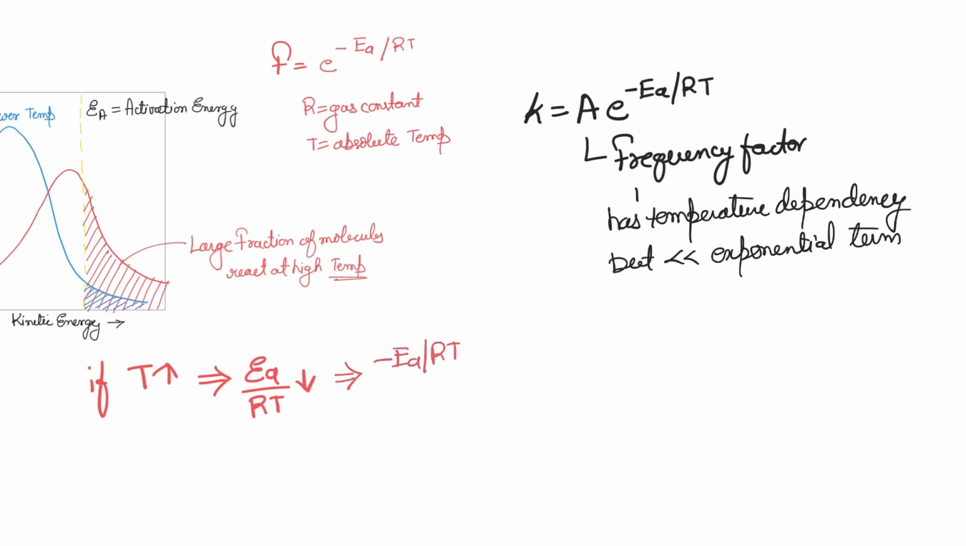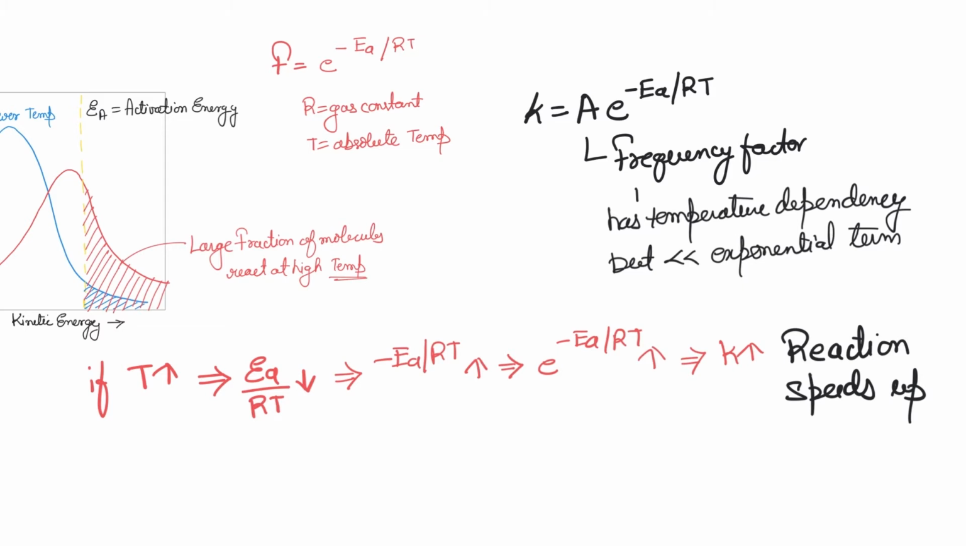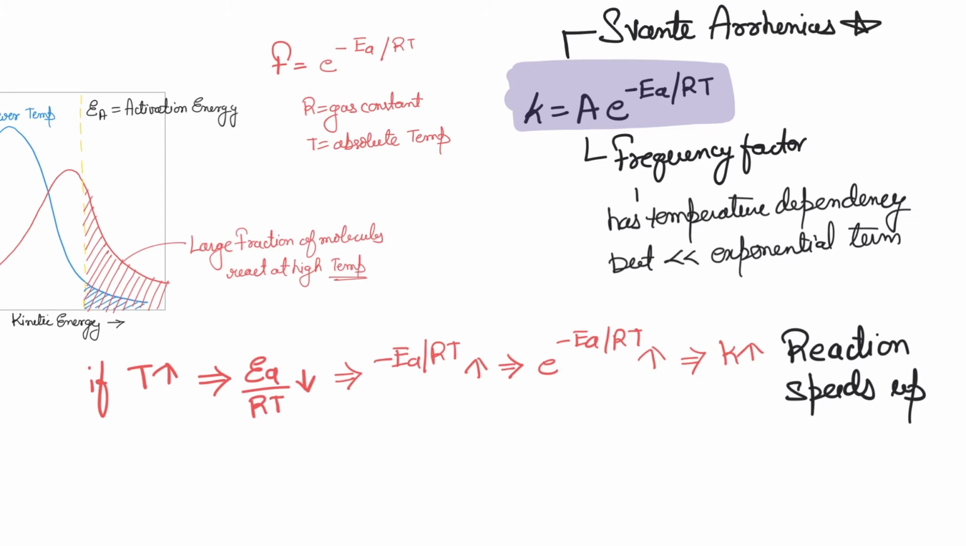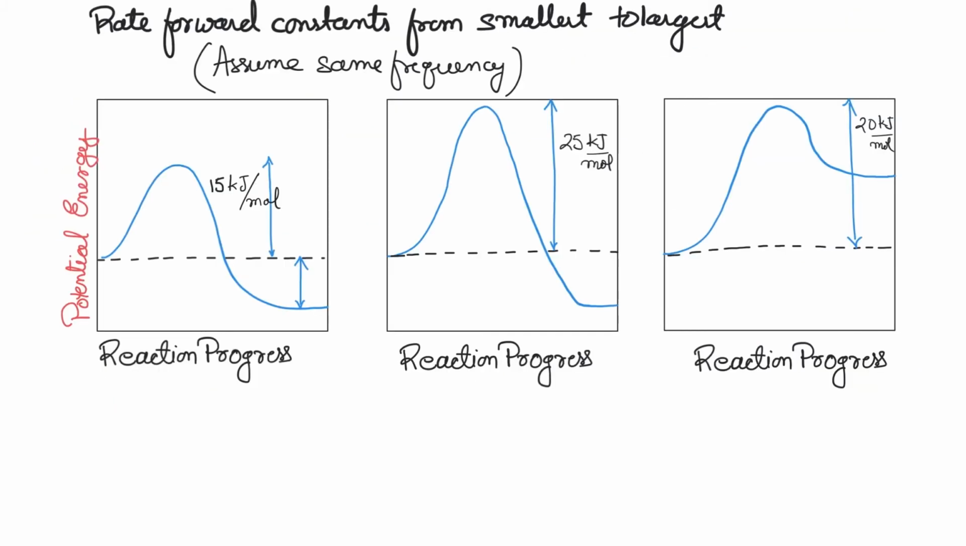Now, since EA/RT changes, that means minus EA/RT increases, right? And that means e^(-EA/RT) will also increase, and that means the rate constant increases, and we can safely say the reaction speeds up. Okay, now how does this change things? We'll study about this, but this equation that you have is the Arrhenius equation. Now, this was given by Svante Arrhenius, but remember guys, I haven't added the log. So you can simply add log to both sides, and this can be used to solve questions.